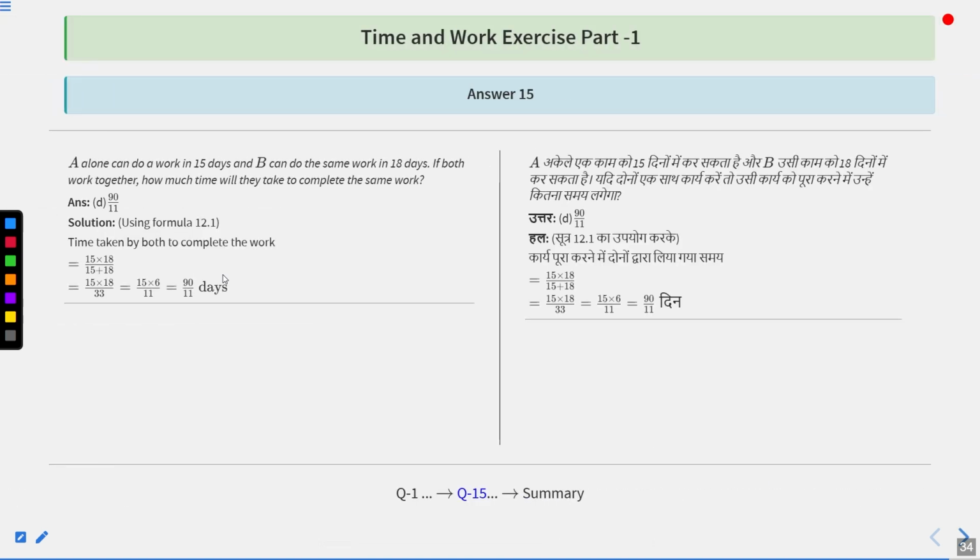So time taken by both should be A into B upon A plus B, that is 15 into 18 upon 15 plus 18, which is 33. So 15 into 6 upon 11, that is 90 upon 11 days is the time taken by them to complete the work if they work together. So option number D, 90 upon 11, is the right answer.